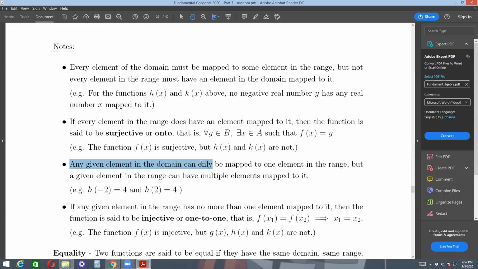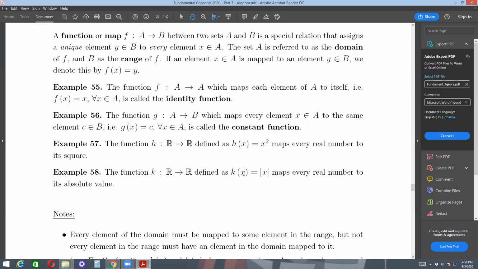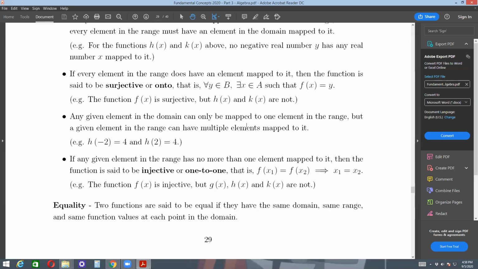Right. Any given element in the domain can only be mapped to one element in the range, but a given element in the range can have multiple elements mapped to it. Right, that's important. For a function, you can't have the same element in the domain being mapped to two elements in the range. That doesn't make sense. It has to be a unique mapping. But, for example, if you consider this one, 2 and minus 2 both get mapped to 4. So you can have an element in the range that gets mapped to from two different elements. That is possible and it's okay. So you could go from one element to this and then another element to the same element here, but you can't do it the other way. You can't go from one element to two different things.